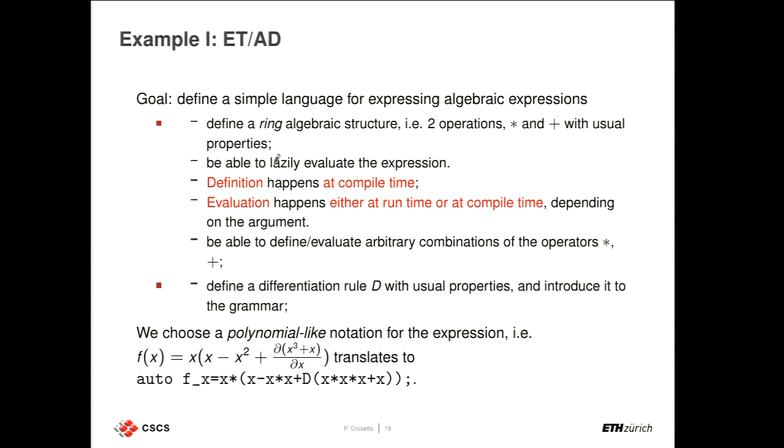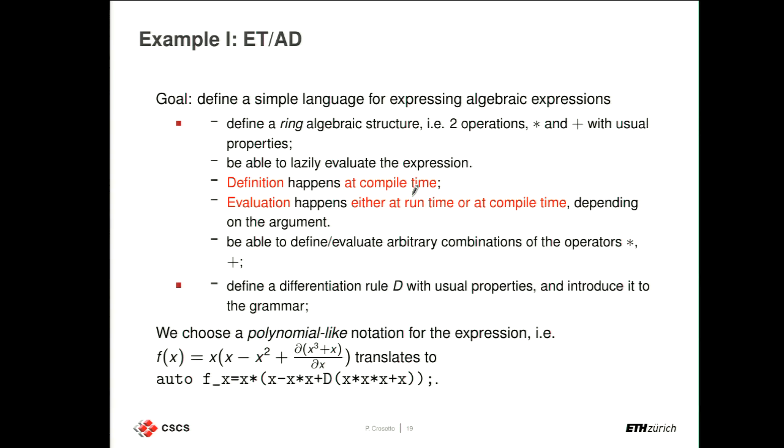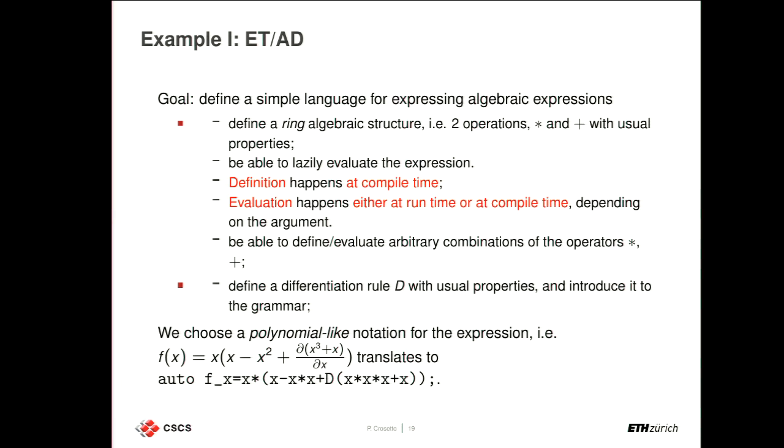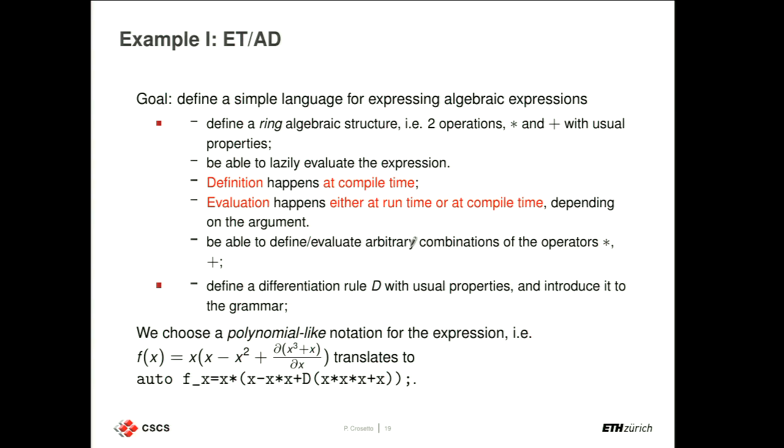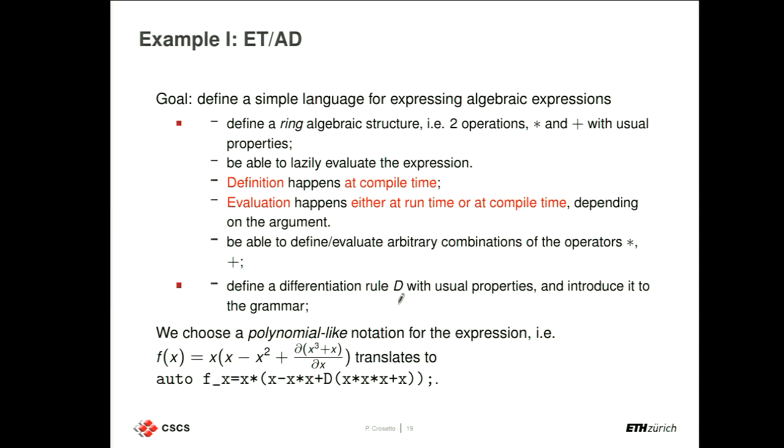We want to be able to lazily evaluate the expression, so to define it at compile time and evaluate it either at runtime or compile time, depending on the argument that we pass. If the arguments are compile time arguments, we want this evaluation to happen at compile time. If they're runtime arguments, at runtime, with the same code. And we want to be able to define every combination of these operators. Then the second part of the exercise will be defining a differentiation rule for that.